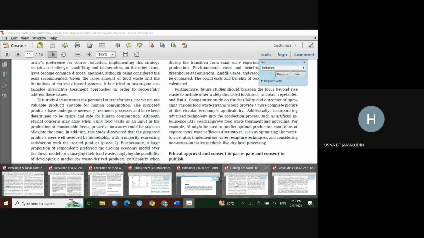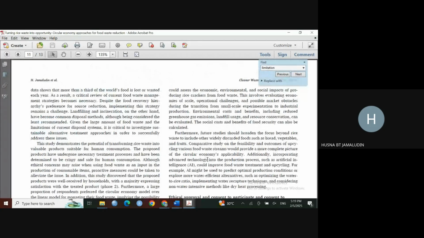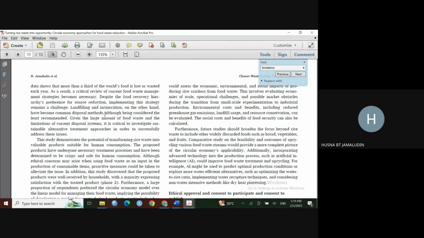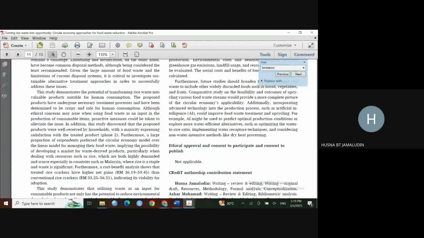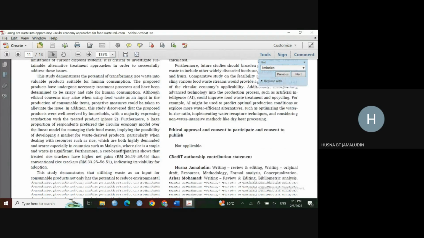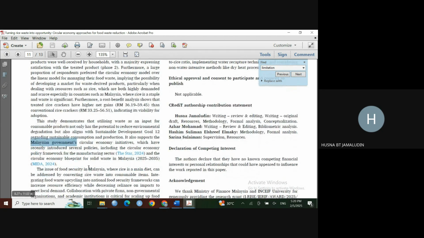So if you talk about this one, what is the conclusion? You conclude everything first. Who is affected by this? Utilizing. So, the Malaysian government. It supports the Malaysian government initiative, but somehow along this discussion, basically we are telling the government to actually do something about it.